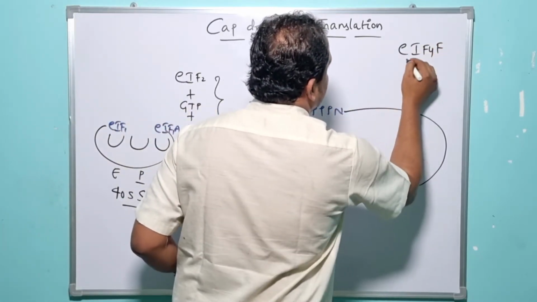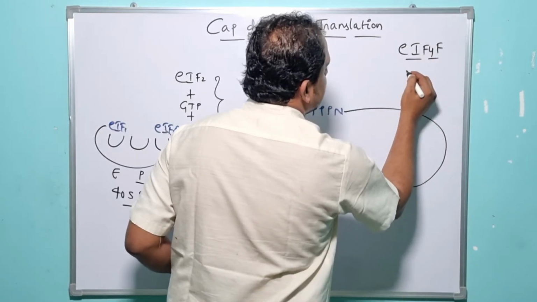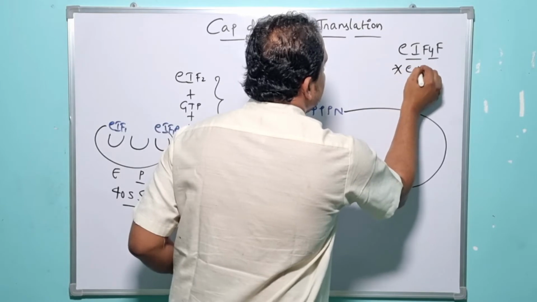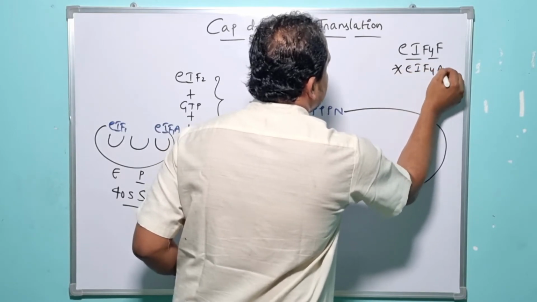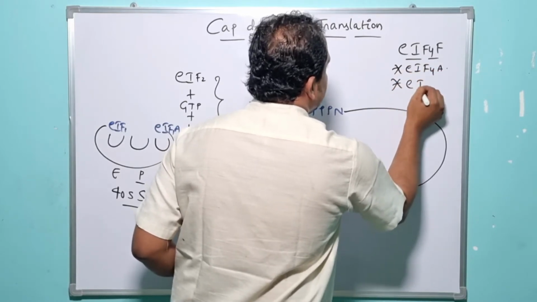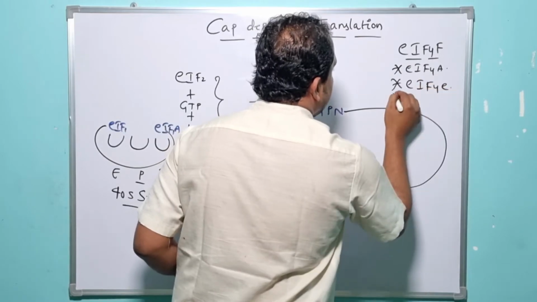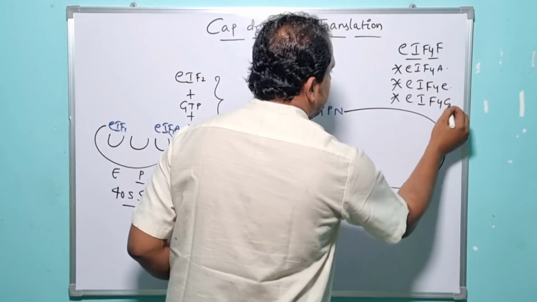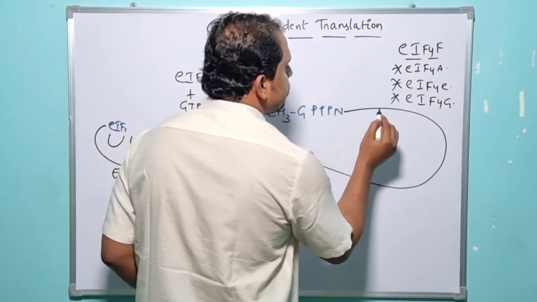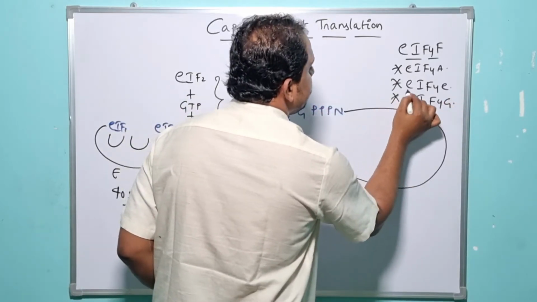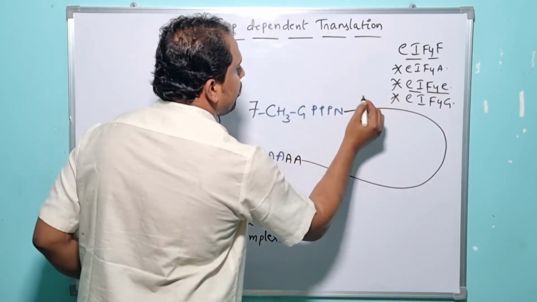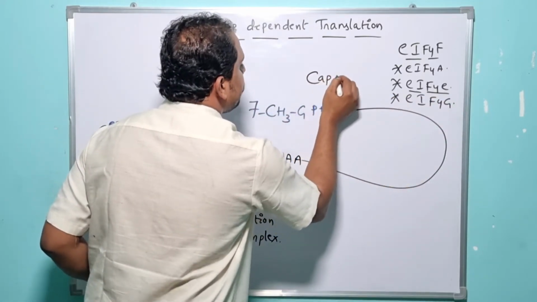Eukaryotic initiation factor 4F, right? So it is a trimeric protein. That means it is an association of three different subunits, and they are nothing but eukaryotic initiation factor 4A, eukaryotic initiation factor 4E, and the other one is eukaryotic initiation factor 4G. So here we are much more concerned about a specific initiation factor, which is eukaryotic initiation factor 4E, right? So here eukaryotic initiation factor 4E is a cap binding protein.